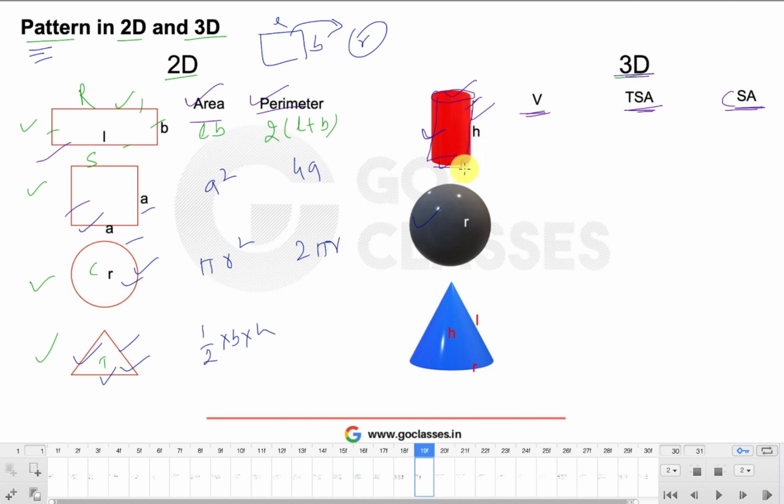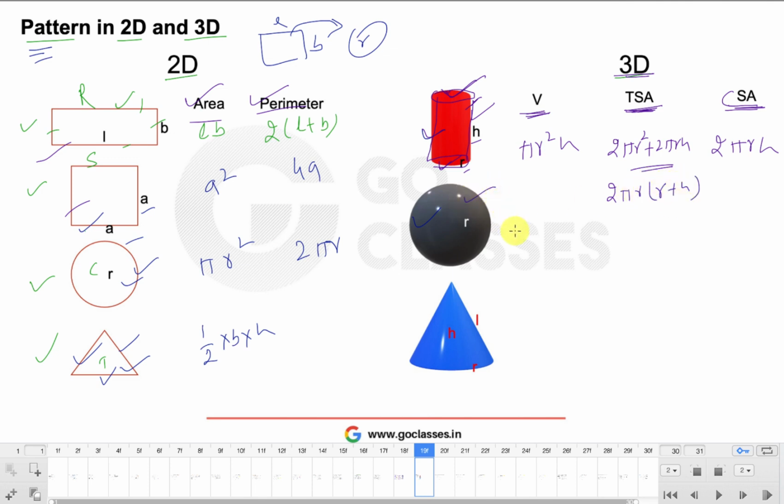So this is a cylinder with radius r and height h. What is the volume? Pi r square h. And what is the curved surface area? It is 2 pi r h. Now what is the total surface area? Area of these 2 plus curved surface area, means 2 pi r square plus 2 pi r h. You can take 2 pi r common, so the area will be 2 pi r times r plus h.